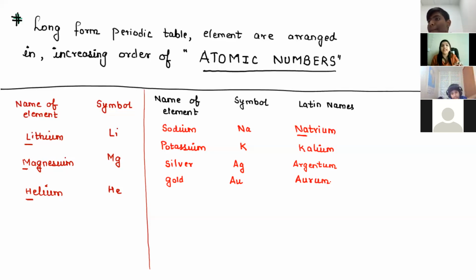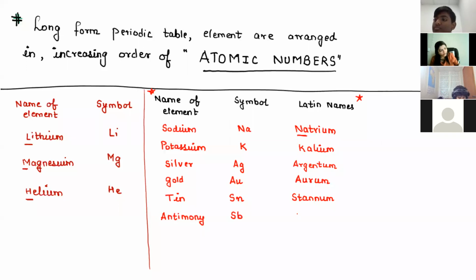This is an additional thing. Nobody is going to ask. This is just for learning purposes. So gold, aurum. Then we have tin. The symbol is Sn. The Latin name is stannum. Then we have antimony, Sb, capital S, small b, stibium. As I told you, all the Latin names end with um.